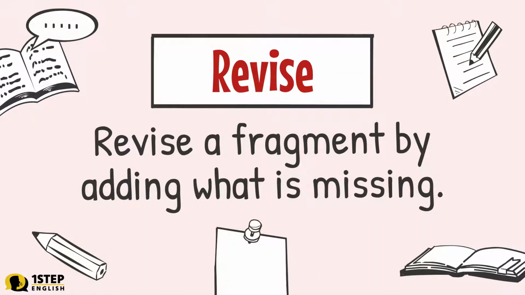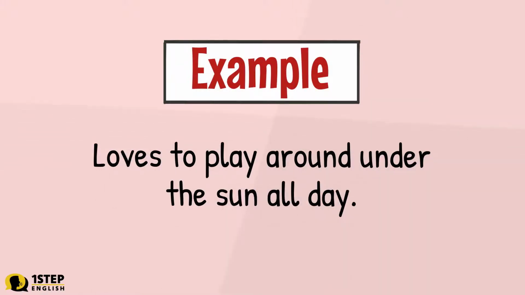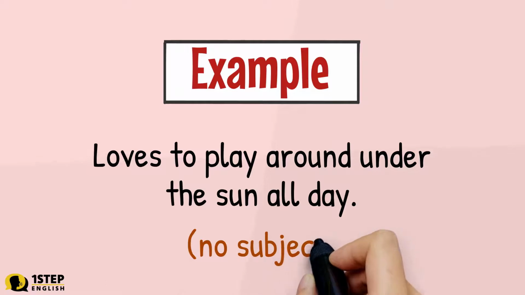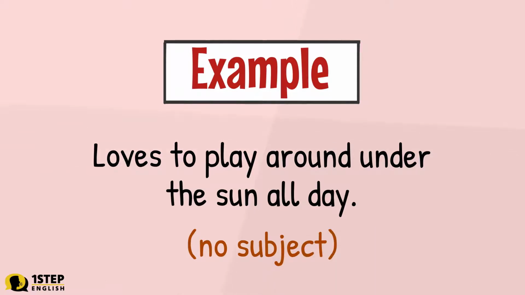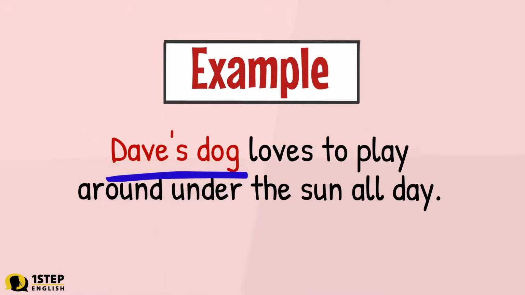To be able to make a fragment a complete sentence, you need to revise it by adding what is missing, such as subject, verb, or a complete thought. For example, loves to play around, under the sun, all day. The sentence fragment does not have a subject. To change it into a complete sentence, you need to revise it and put a subject on it. Dave's dog loves to play around under the sun all day.